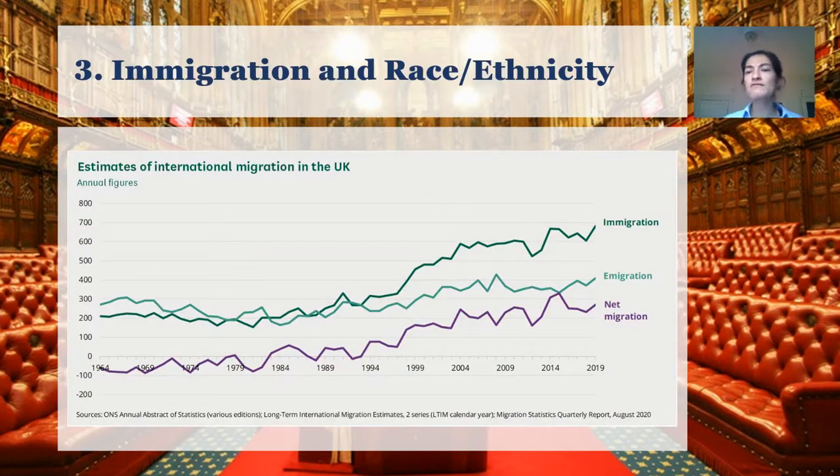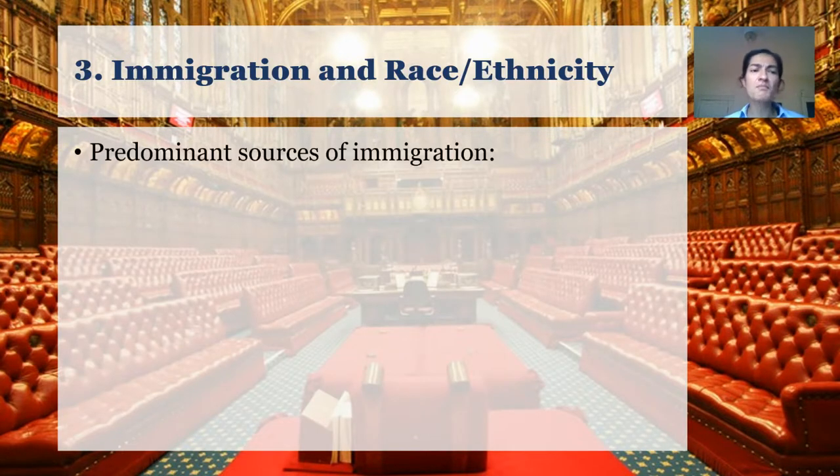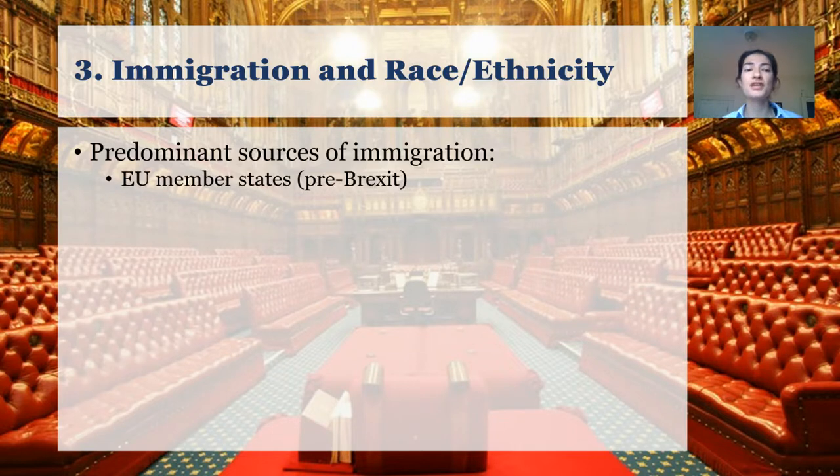Okay, source of social cleavage number 3, race and ethnicity, which are very closely tied in the British context with immigration. What you can see in this graph, which covers the period between 1964 and 2019, is that net migration into the United Kingdom has been rising over that period. And there are two basic sources of immigration into the United Kingdom. So the major sources are, number one, European member states up until Brexit took effect recently, because being a member of the European Union meant that the UK was committed to freedom of movement between EU member states for EU member state citizens.